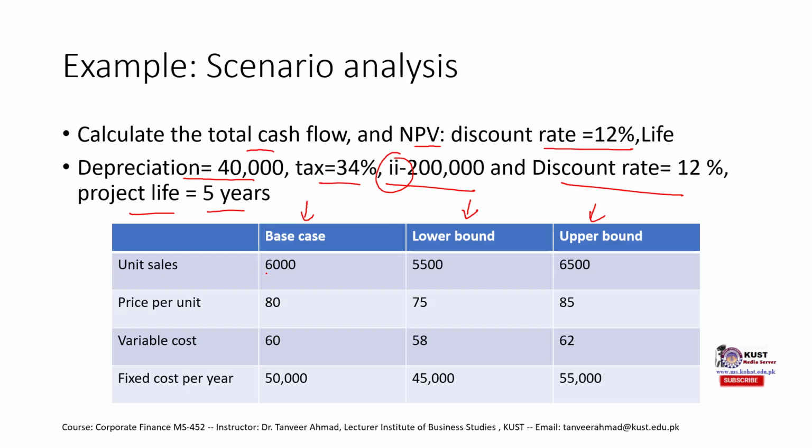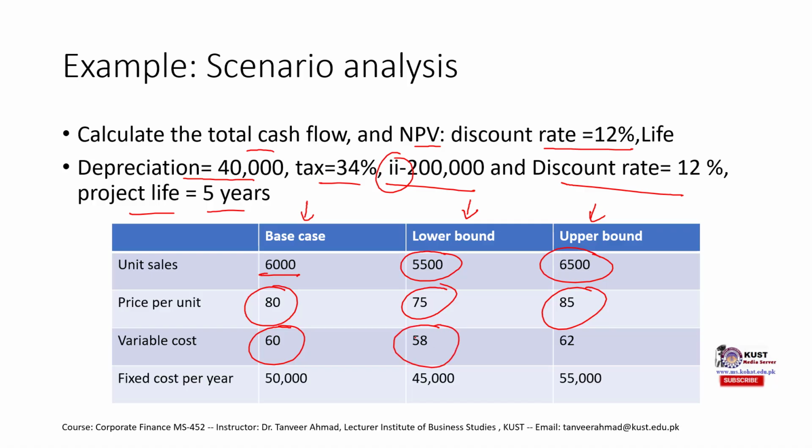Imagine in base case we assume that there would be 6,000 units of sales. In worst case we assume that there would be lesser sale. In best case there would be higher sales. Again, in base case the price of that unit would be 80 rupees when we are going to sell it. In worst case the price would decrease. In best case the price would increase. Similarly, our estimate of variable cost, in worst case the variable cost, this should be rather the other way around, the variable cost should increase, and in best case the variable cost should decrease.